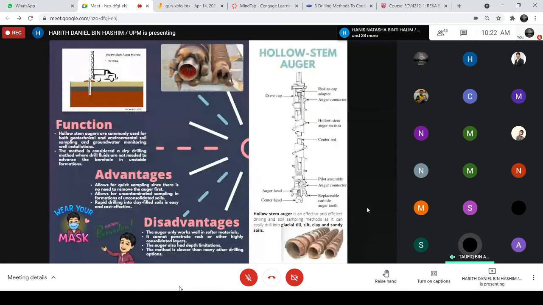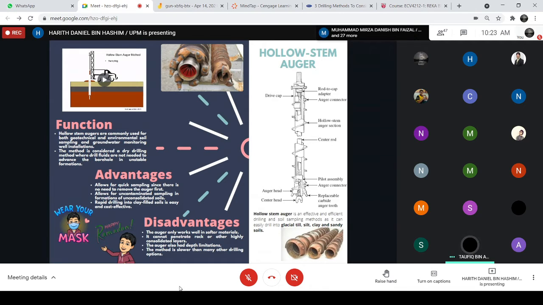The hollow stem auger is one of the most effective and efficient drilling and soil sampling methods, as it can easily drill into glacial till, silt, clay, and sandy soils. It is an exploratory boring category in which the drilling is done to prospect or explore only. Samples recovered from the soil brought up by the augers are usually badly disturbed and are useful for identification purposes only.